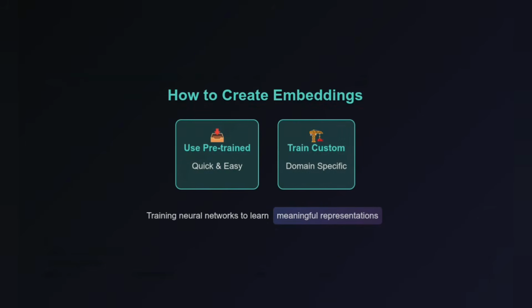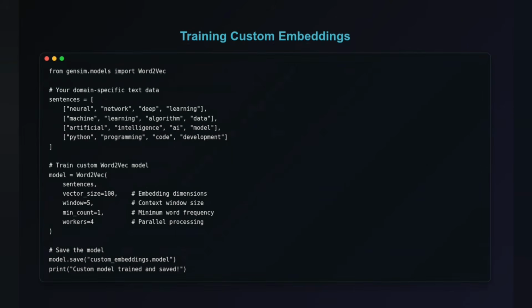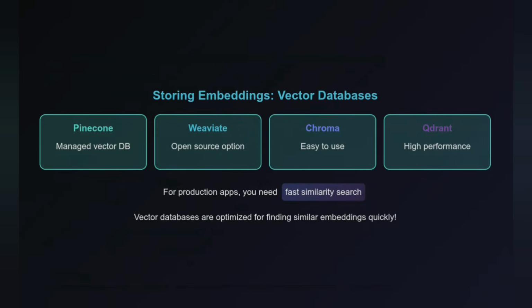Creating embeddings involves training neural networks to learn meaningful representations from data. Let me show you the process. The easiest way is using pre-trained models. Here's how to create embeddings for text. For specialized domains, you might train custom embeddings. For production applications, you'll want to store embeddings in vector databases like Pinecone, Weaviate, or Chroma for fast similarity search.